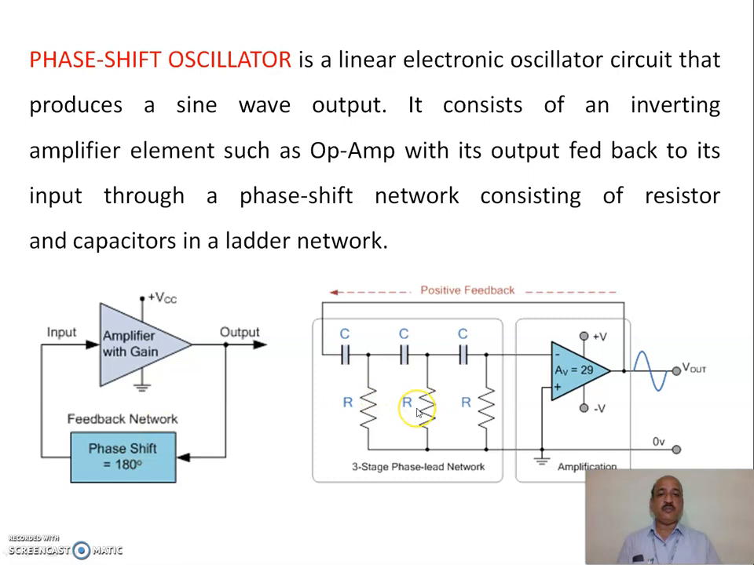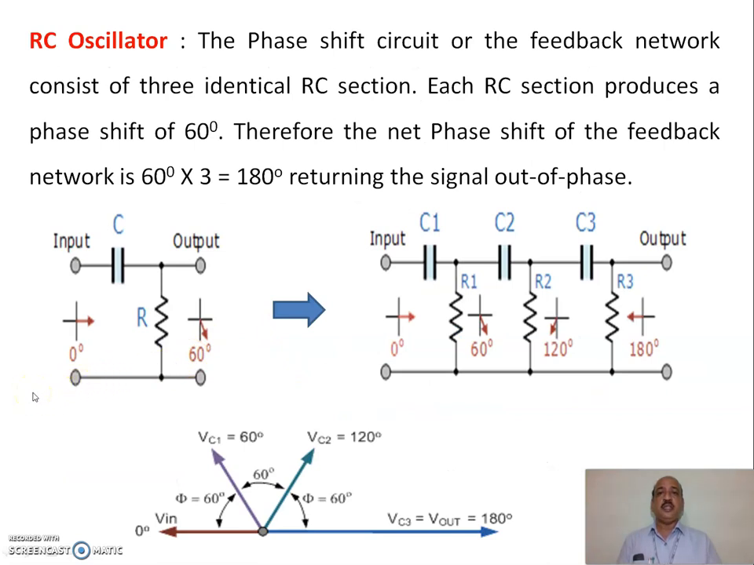Here you can see the circuit of a phase shift oscillator consisting of three RC sections connected in the form of a ladder network with positive feedback, and an operational amplifier is used for amplification. The phase shift circuit or the feedback network consists of three identical RC sections. Each RC section produces a phase shift of 60 degrees. Therefore, the net phase shift of the feedback network is 60 degrees times 3, equal to 180 degrees, returning the signal out of phase.